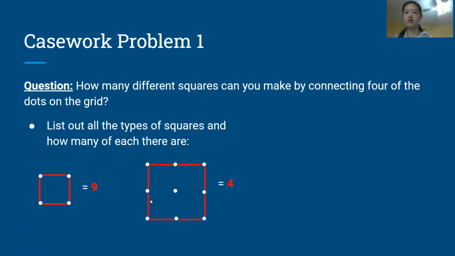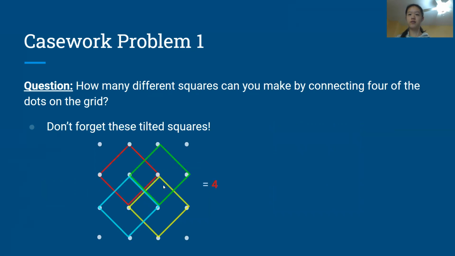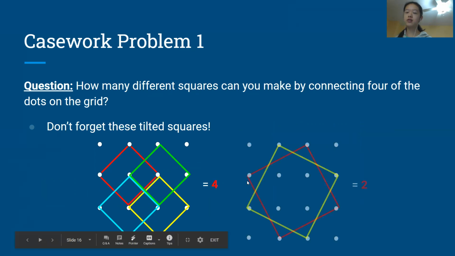And next, we have these squares, which are like 2 by 2 squares. And if you go back to the previous slide and count, there will be 4 of them. And then finally, we have the biggest square, which we have 1 of those. However, that's actually not all the squares there are, because you can actually have tilted squares. See, like this one. These squares are tilted, but they're still squares, and we have 4 of those. And even then, we have another tilted square. This one is even trickier to find, and we have 2 of these.